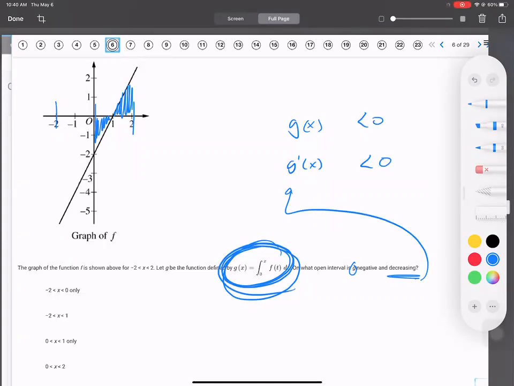Decreasing, that's a derivative. If I take the derivative of this function, g prime of x is the derivative of this integral, so that's just f of x. We just plug it in. That's the fundamental theorem of calculus. So when is this less than 0?